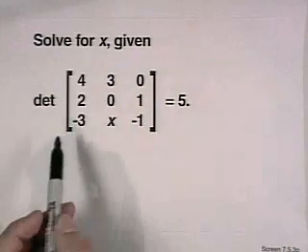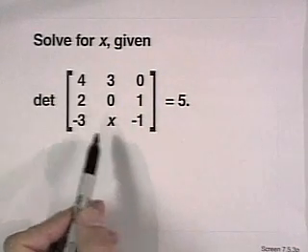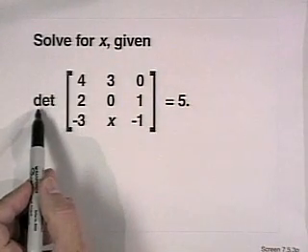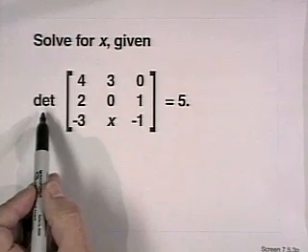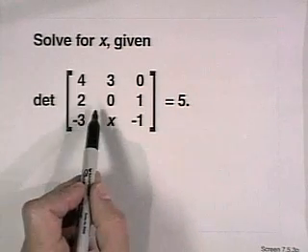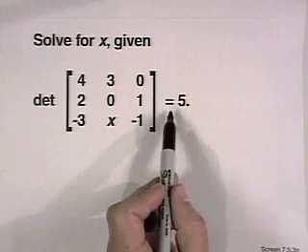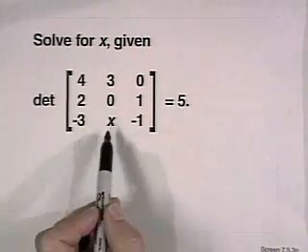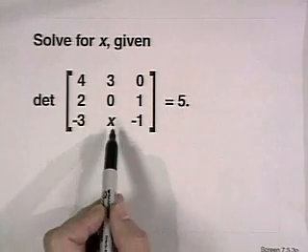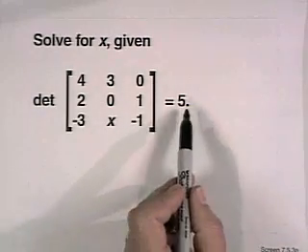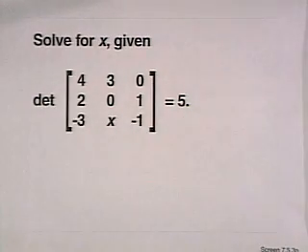Here's an equation that can be solved that involves determinants. This matrix has an x value in it, and out front you see the letters DET. So this is the determinant of this 3 by 3 matrix is equal to 5. Our problem is to find out what value of x would allow the determinant's value to be equal to 5.